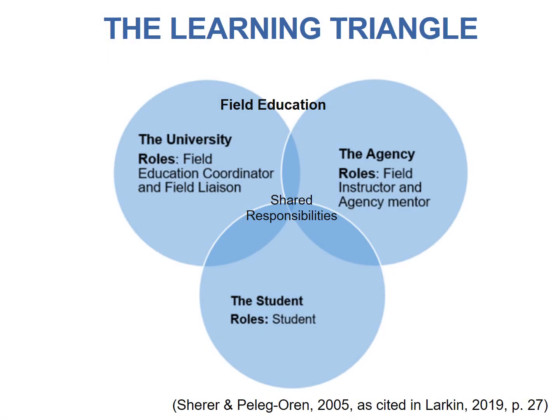We previously discussed the various roles of those involved in field education. Scherer and Peleg-Oren use the term learning triangle to bring clarity to those involved in the field education process. The learning triangle was elaborated on by Larkin to create a visual similar to that on the slide. On the slide is a Venn diagram with 3 overlapping circles. One circle is the university, with roles such as field education coordinator and field liaison. Another circle is the student, and the other circle is the agency, with roles of field instructor and agency mentor if applicable.